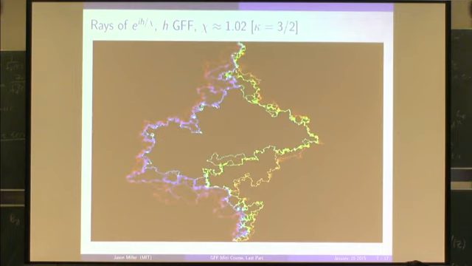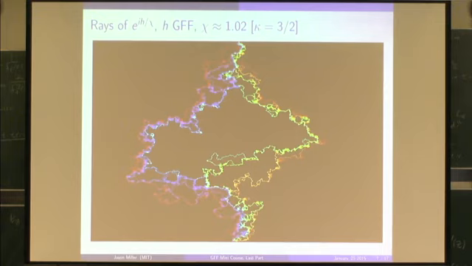And what happens when you decrease chi further and further is the picture becomes more and more fractal. And of course, the reason for this is that we're looking at rays of e to the i h over chi. When you divide by a smaller and smaller constant chi here, you're allowing the Gaussian free field to fluctuate more and more wildly. And those more and more wild fluctuations lead to wilder and wilder flow lines.